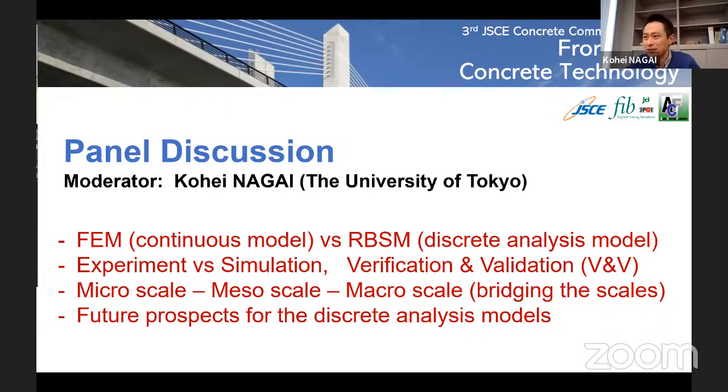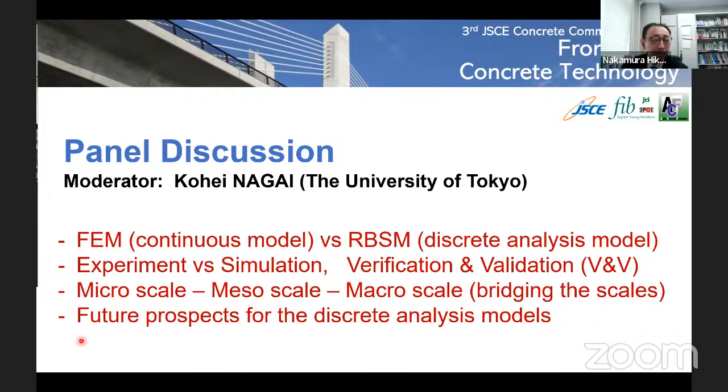All right, so I'm so sorry, but the time is very limited. So finally, I want to ask you for ideas for the future prospect of the discrete analysis model. You have already included it in your presentation, but including all the discussion today and presentations, can you once again summarize some future prospect for the discrete analysis model? Firstly, Professor Nakamura, can you?